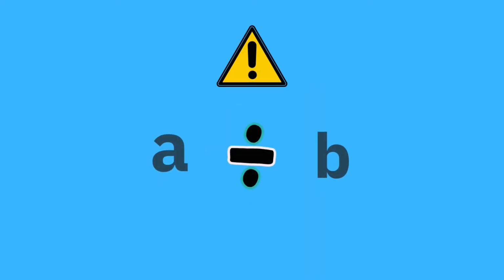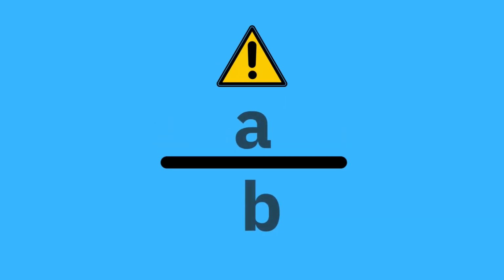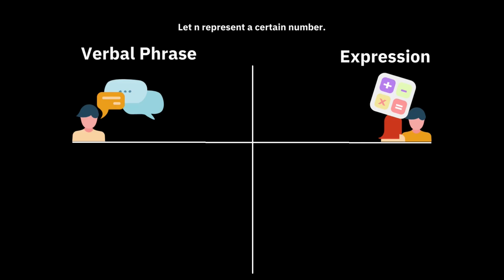The division symbol is rarely used in algebra. More often, we use the fraction bar. Thus, for a divided by b, we write a over b. In the following example, we let n represent a certain number. Then translate each into an algebraic expression.